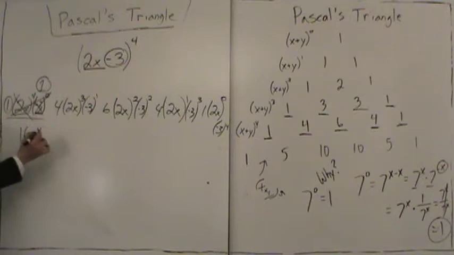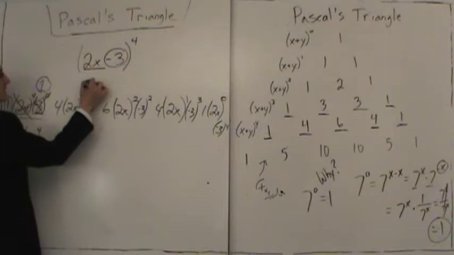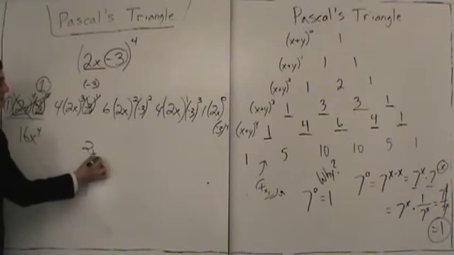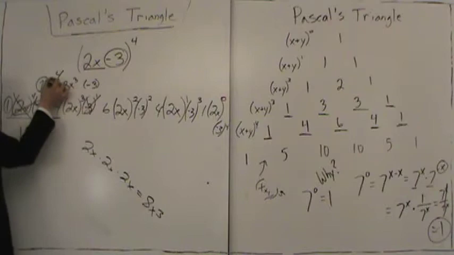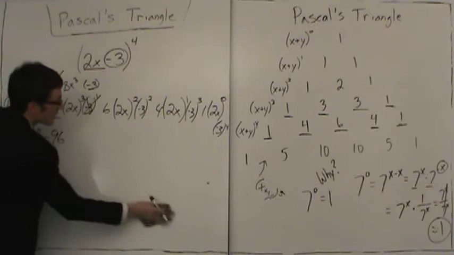Now, negative 3 to the 1st is negative 3. What else do we have here? Cross this out, and 2x cubed. 2x cubed is 2x times 2x times 2x, which is what? 8x to the 3rd, and this is what? 8x to the 3rd, and then a 4. So we have 4 times 8 times negative 3. 4 times 8 is 32, times negative 3 is negative 96. X to the what? X to the 3rd.